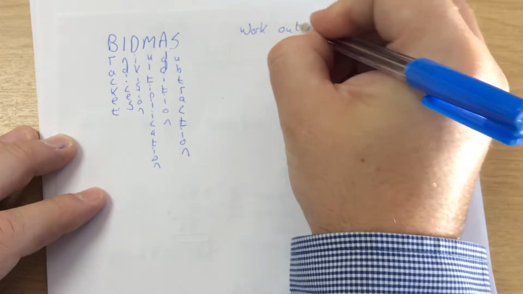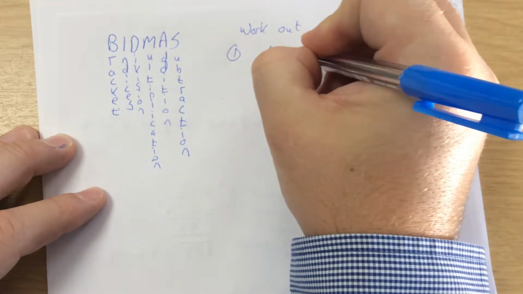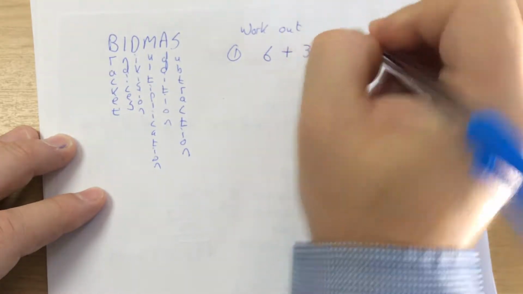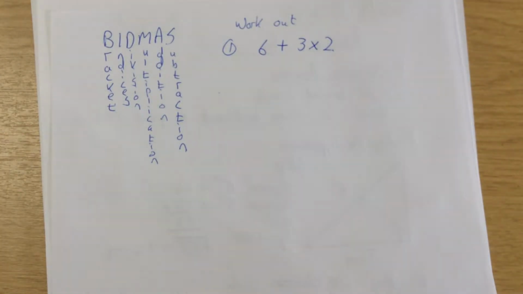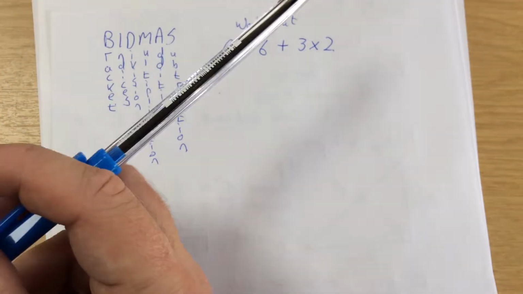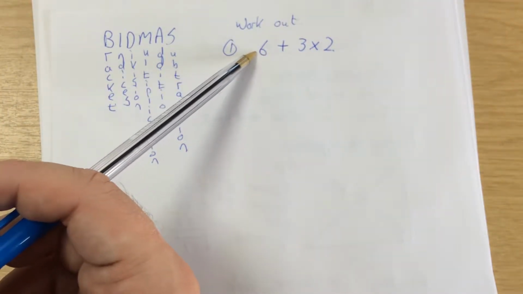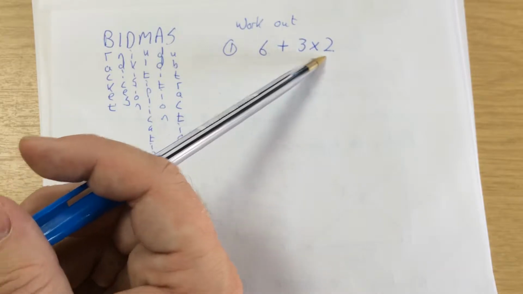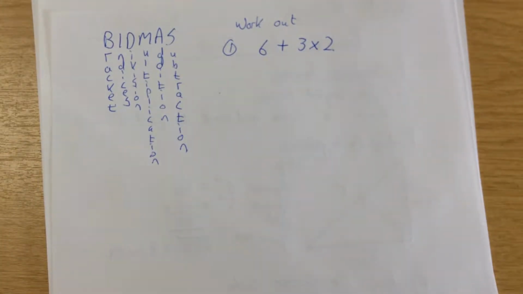And when they say work out, it could be a question like this one, 6 add 3 times 2. The natural thing for people to do, if they weren't clever, is just to work it out from left to right. And they would do 6 add 3 is 9, 9 times 2 is 18. But that is wrong. You've got to follow BIDMAS for this.